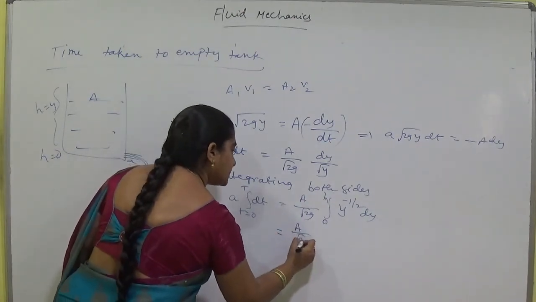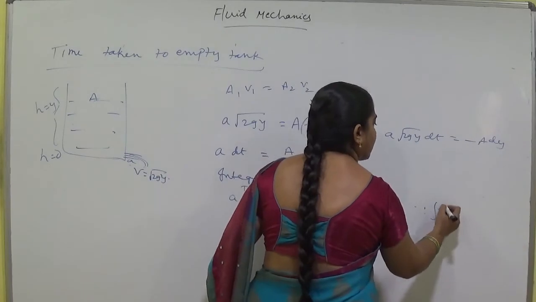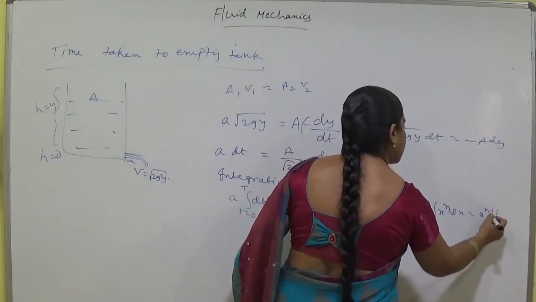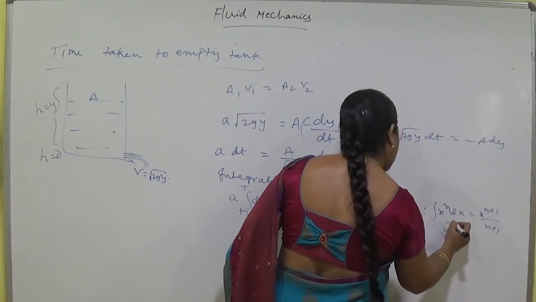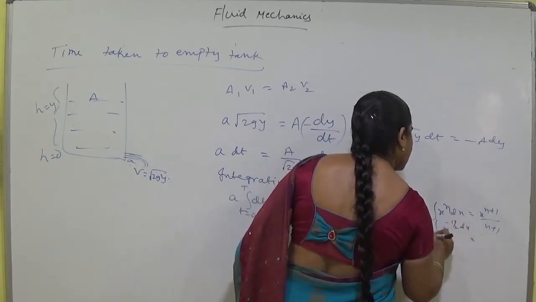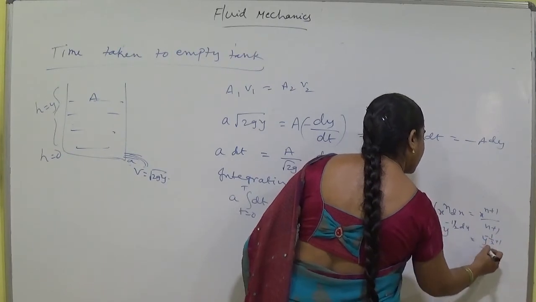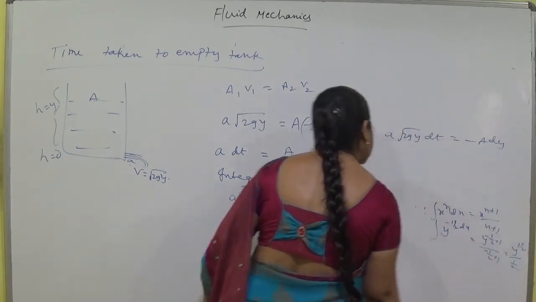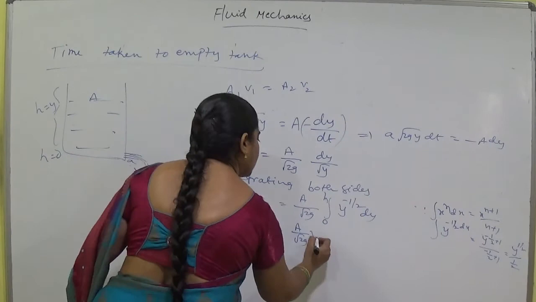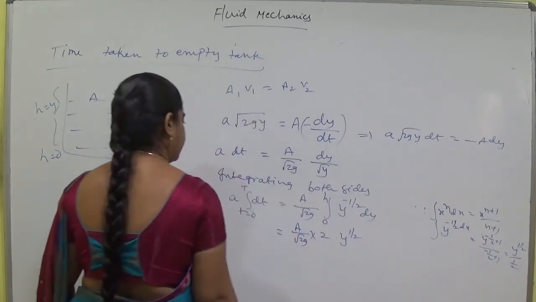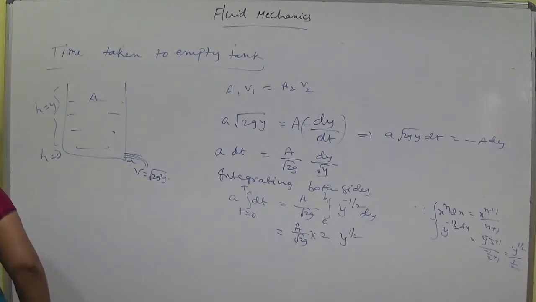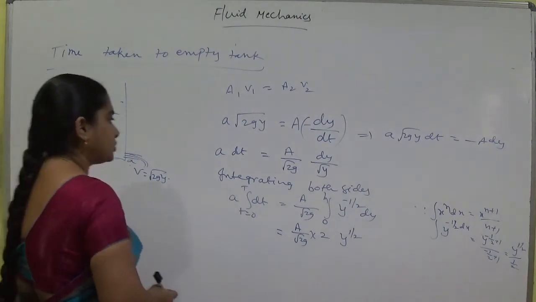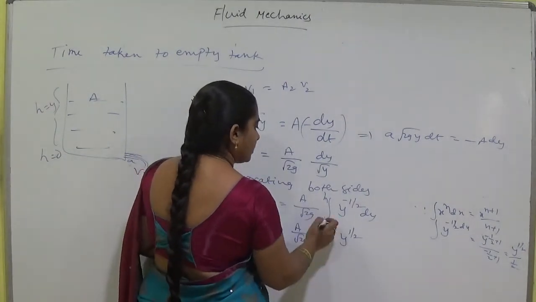Integral x power n dx, formula: x power n plus 1 by n plus 1. So y power minus half dy: y power minus half plus 1 by minus half plus 1, y power half by half, that is 2 into y power half. The limits are h to 0.